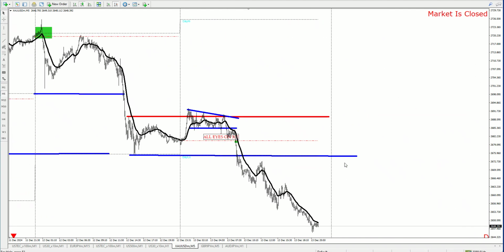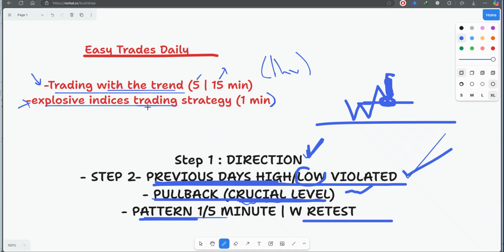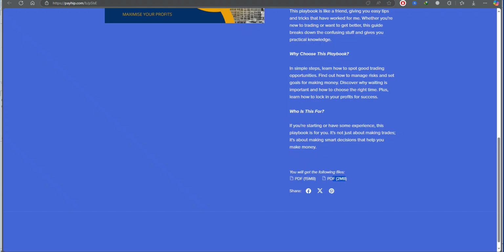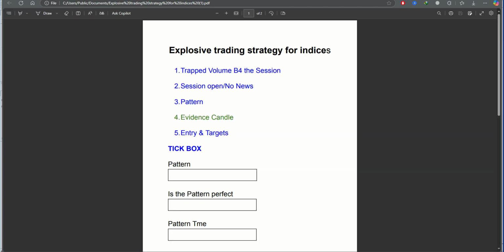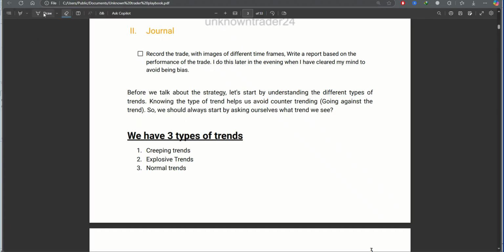Okay, and if we are to look at... this video is too long. I'll do part 2 where we focus on the most explosive strategy for indices, because this one was long enough. I had to explain a lot of things on it. And by the way, guys, as I said, you have a strategy for currencies, you have a strategy for indices. I've given you many strategies on this playbook. Even the one for indices, you still have more than 10 strategies under one PDF, because creeping trends have many strategies underneath.